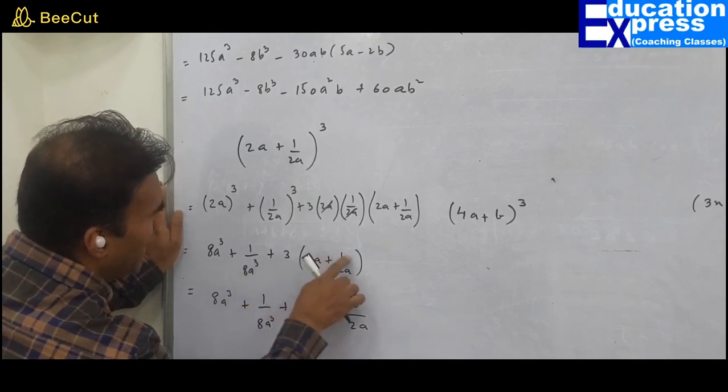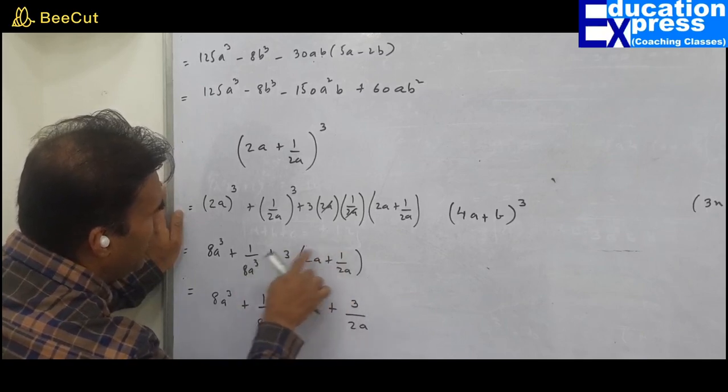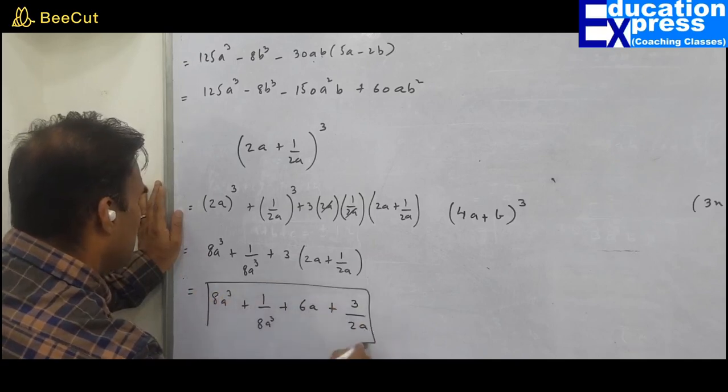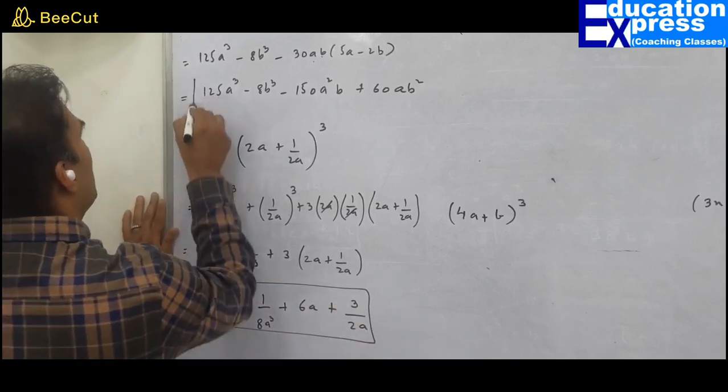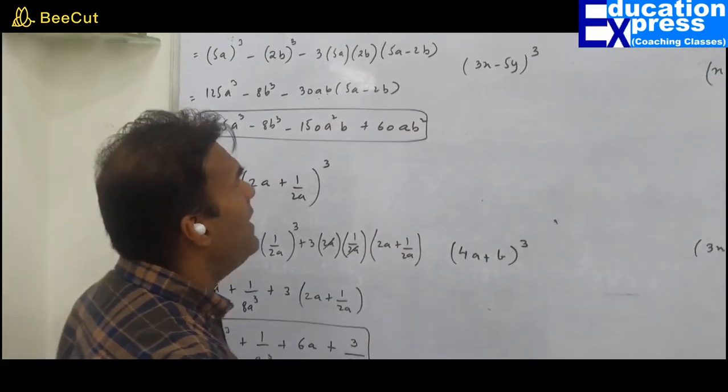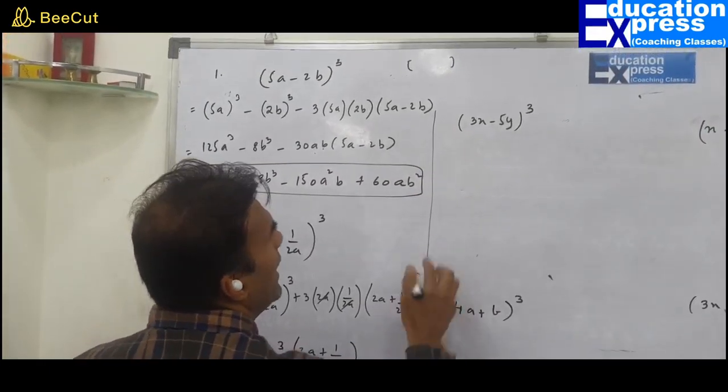Remember, numerator will get multiplied only with numerator and not denominator. My denominator will remain the same. So, my final answer would be this. It's a very simple process. Just apply the formula. Apply, supply, get the reply.